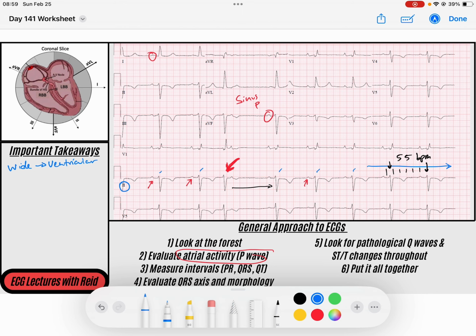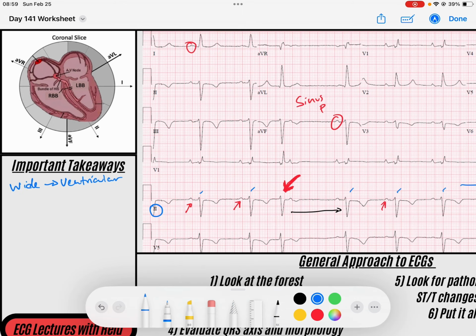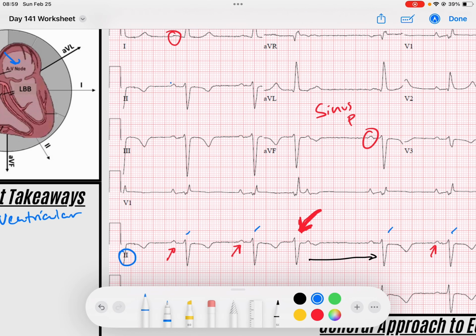Let's take a look at what the AV node's doing. Our AV node is our PR interval. It's the next thing that should be occurring after sinus P waves come down and get captured by the AV node and delayed by 120 to 200 milliseconds. And my PR interval here looks to be between 120 to 200 milliseconds, and so it's a normal PR interval.